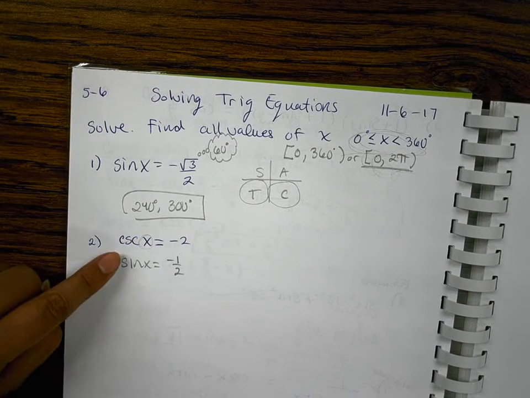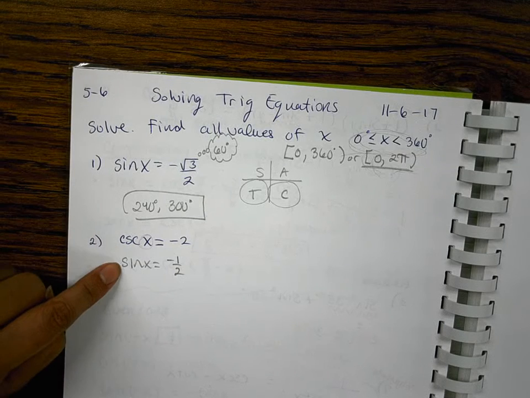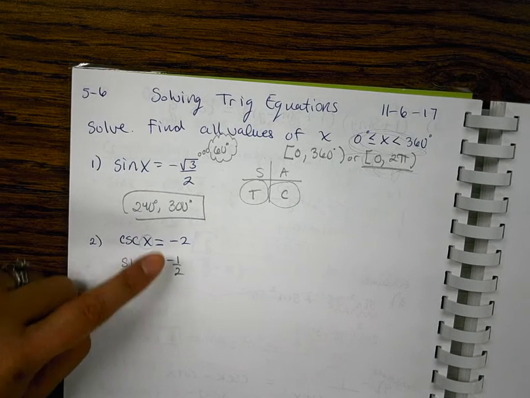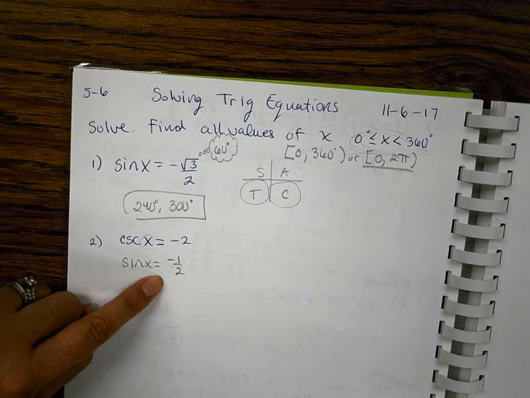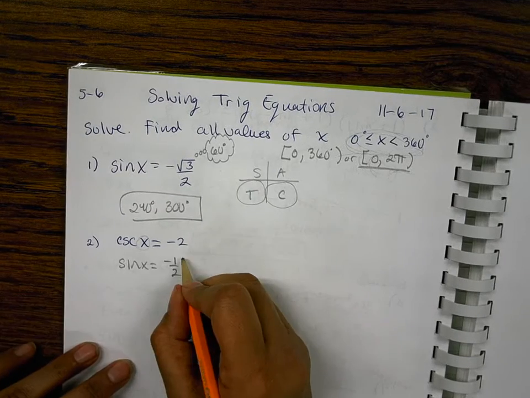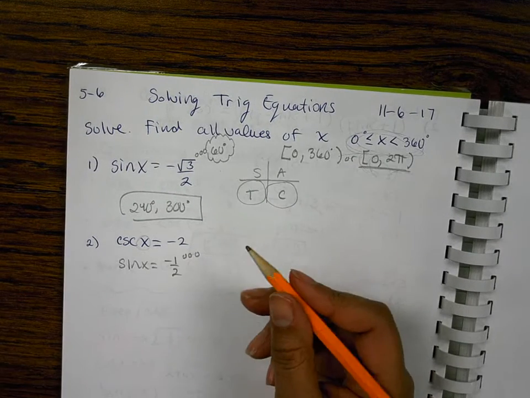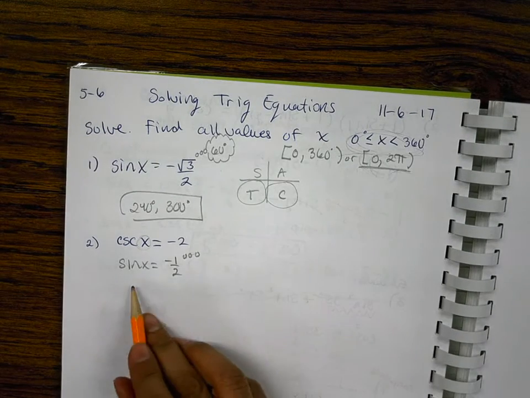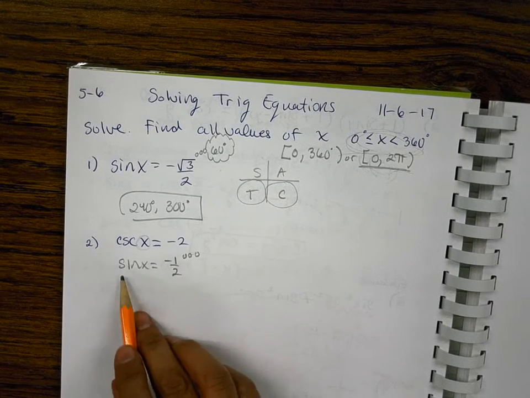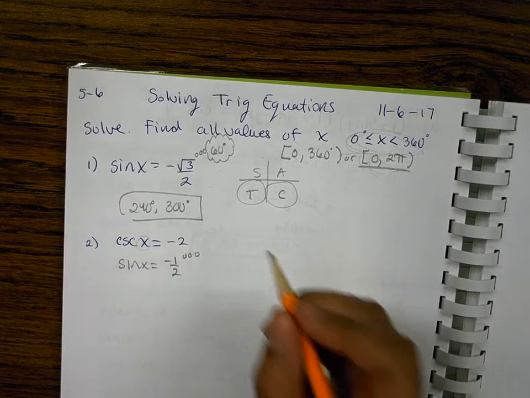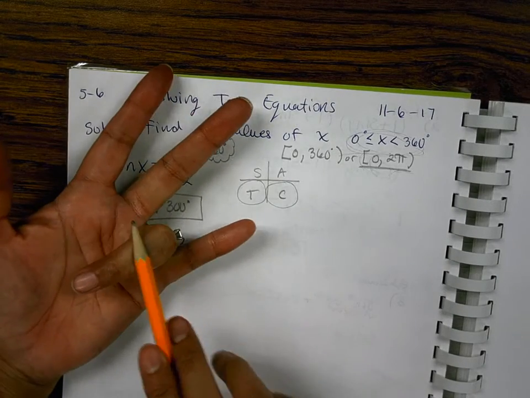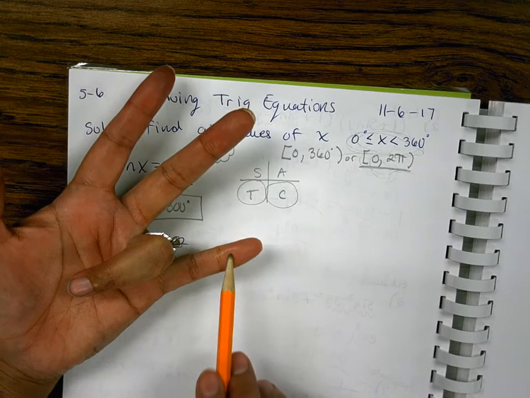So think of it as taking the reciprocal of both sides. What's the reciprocal of cosecant? Sine. What's the reciprocal of -2? -1/2. All right, so you're thinking, what is our reference angle? Sine of what angle? Ignore the negative. Sine of what angle is 1/2? Sine is the right side, so that's 30 degrees.